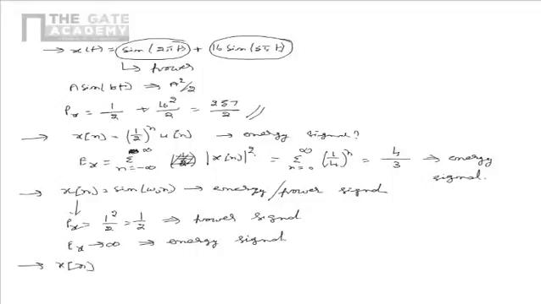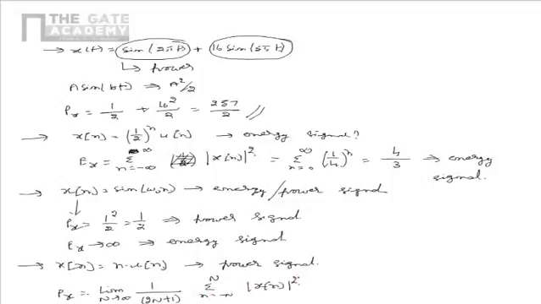Now let us consider another signal x of n is equal to n into u of n. Check if it is power signal. Here, in this case, the power of the signal Px can be written as limit n tends to infinity 1 by 2n plus 1 sigma n equal to minus n to plus n mod of x of n whole square. Upon simplification, this can be reduced as limit n tends to infinity 1 by 2n plus 1 sigma n equal to 0 to n of n square.